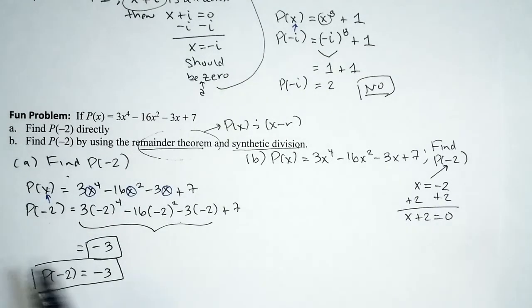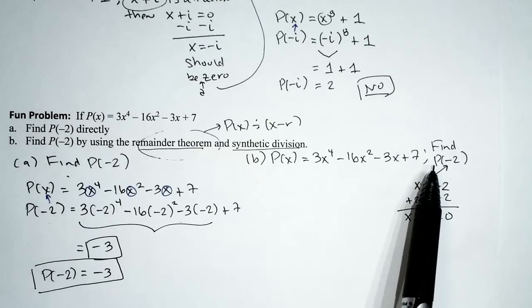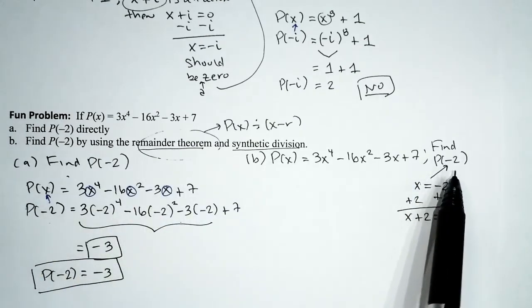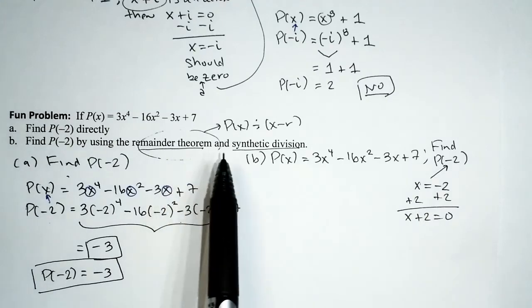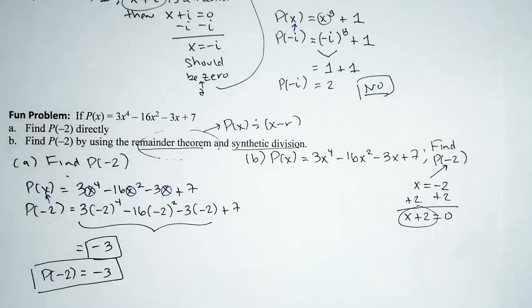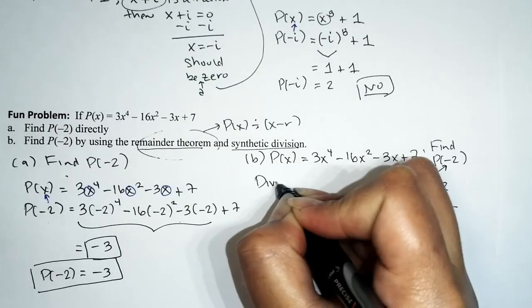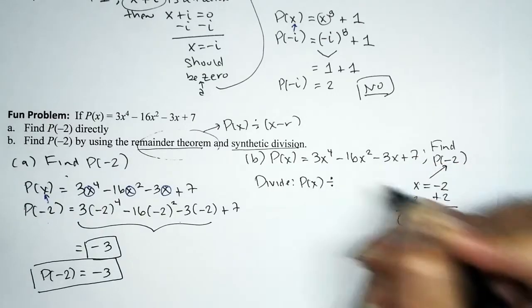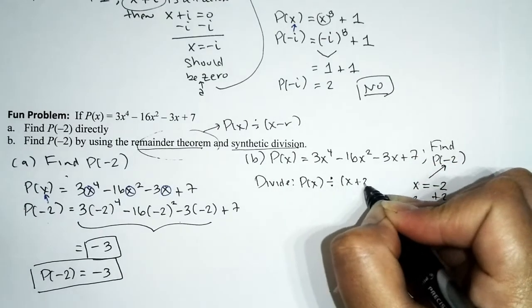Okay, so in order for us to find p of negative 2, not however we want, but by using the remainder theorem and synthetic division, we're going to have to divide the polynomial by x plus 2. So let me just go ahead and put divide. I'm going to have to take the polynomial and divide it by x plus 2.